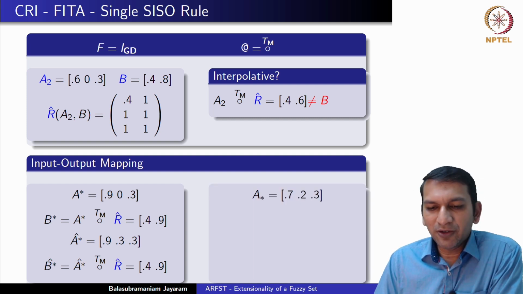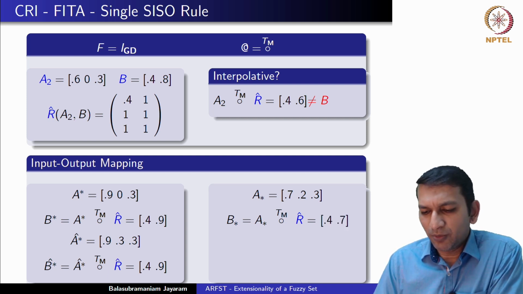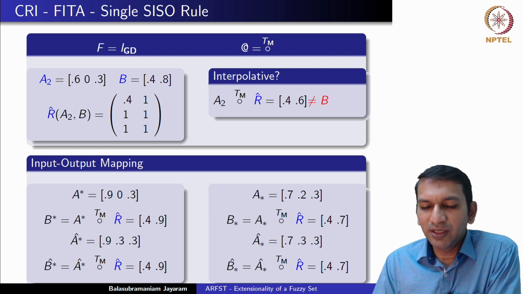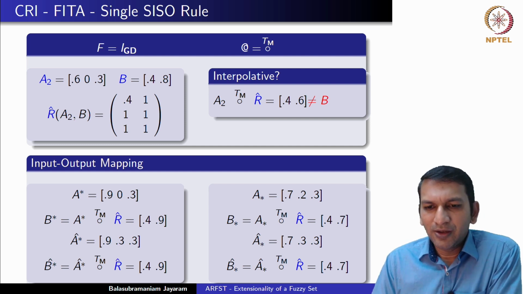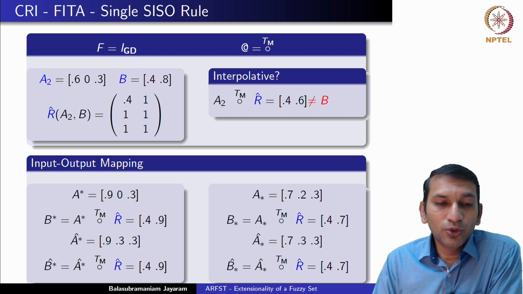Now, what about the other pair of inputs? Once again, we see that for this input 0.7, 0.2, 0.3, 0.4, 0.7 is the output, and so is the case when the input is 0.7, 0.3 and 0.3. Well, now this system is not interpolated. So what could be playing the role of ensuring that for these inputs we get the same output?